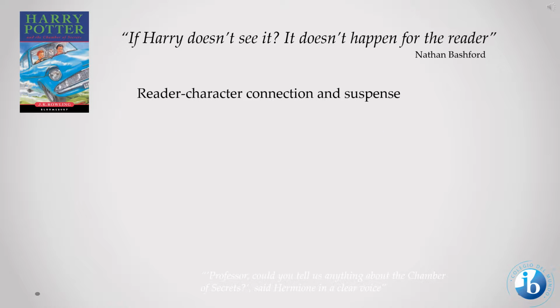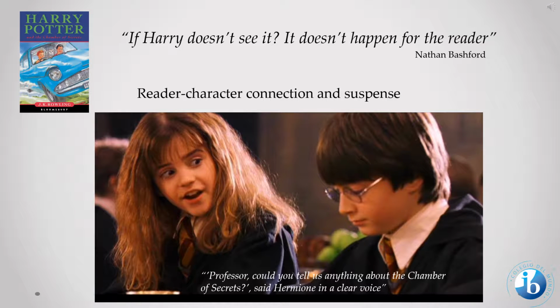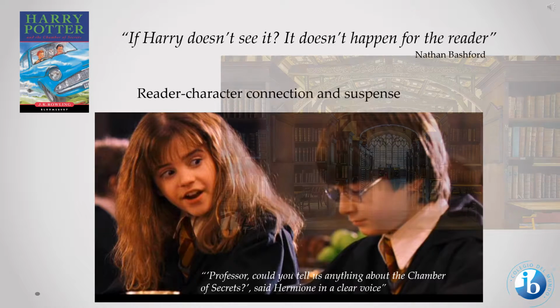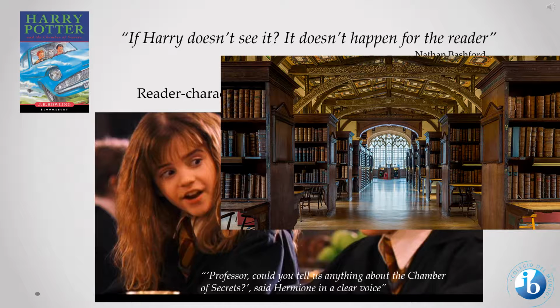Harry Potter and the Chamber of Secrets has an external third-person narrator that has its omniscience limited to what Harry is seeing or hearing. As Nathan Bashford says, if Harry doesn't see it, it doesn't happen for the reader. This increases the reader-character connection because they know exactly the same things, but puts Rowling into a situation where she needs to use some tools to let the reader and Harry know stuff that they haven't witnessed. The main one is dialogue, when they ask someone to give them information. The library is pretty useful too because it contains private information as well.